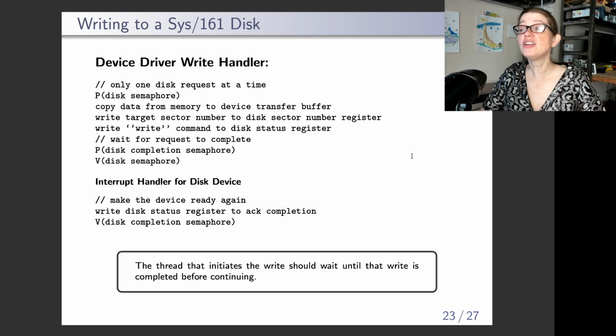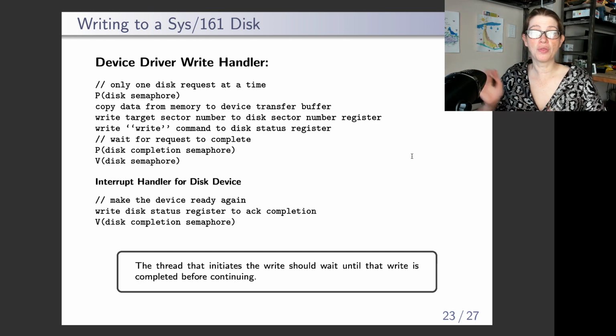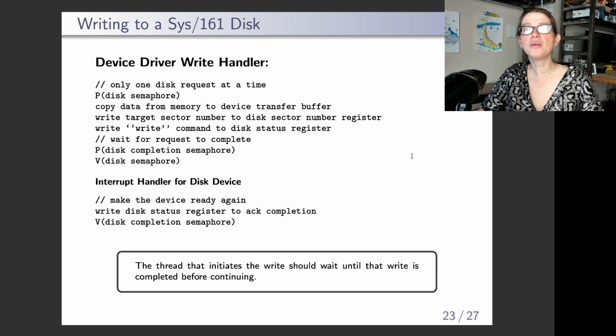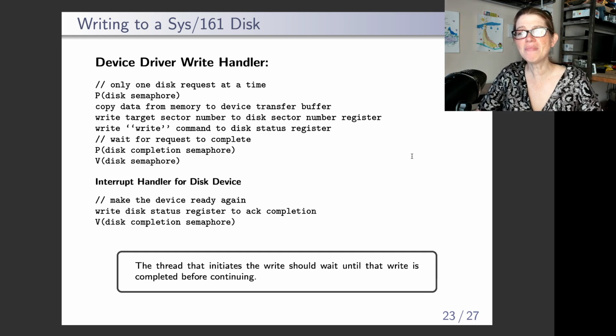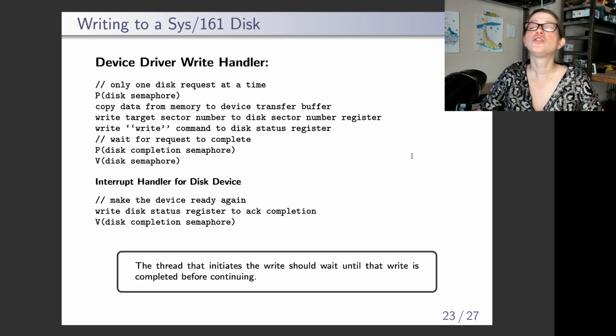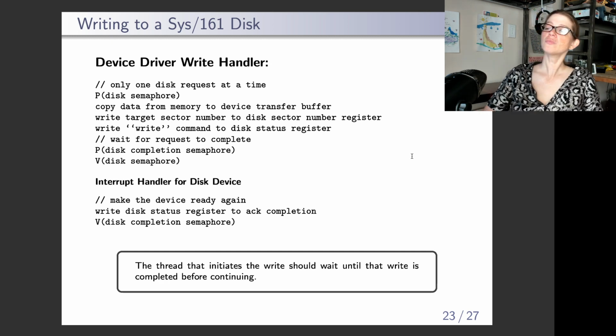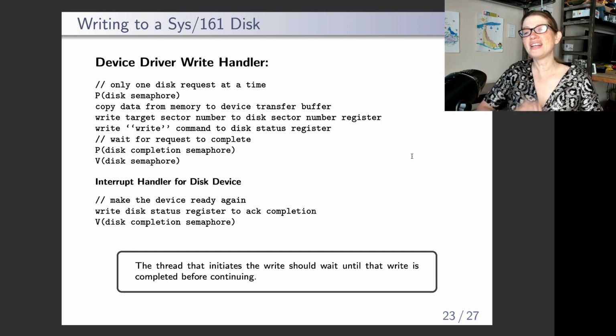Another reason is that once the operation has completed, I may need to retrieve data from one of those registers, as we'll see with the read handler, or I may need to check an error code. And it doesn't make sense for another thread to be checking an error code for me. So this disk completion semaphore is going to permit control to return to the calling thread. It starts out with a 0, so that the calling thread gets blocked until the I/O operation completes.